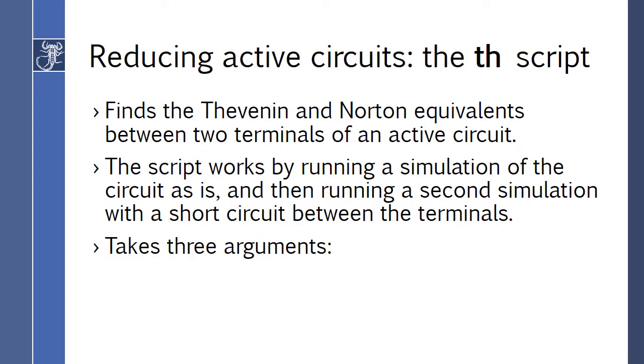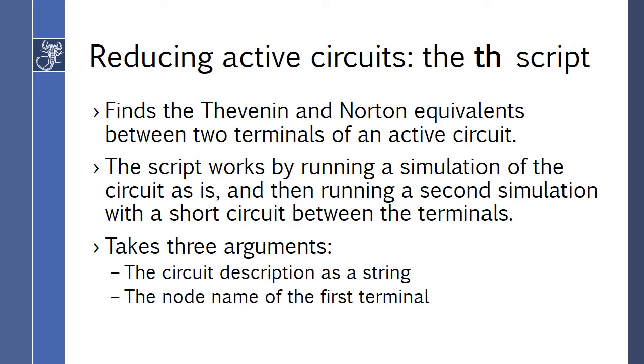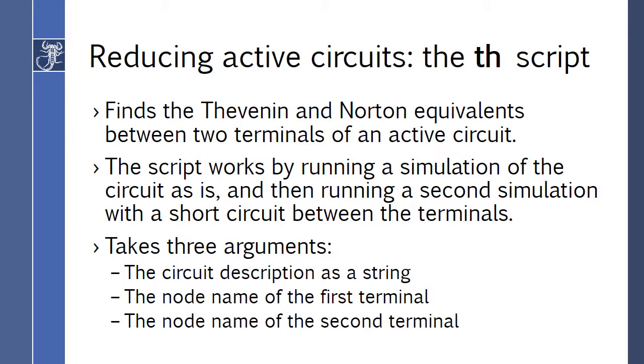The TH script takes three arguments. The first is the description of the circuit as a string, the second is the node of the first terminal, and the third is the node of the second terminal. Now, here the polarity matters because the equivalent is going to be given in terms of the nodes in the sequence you provided them.